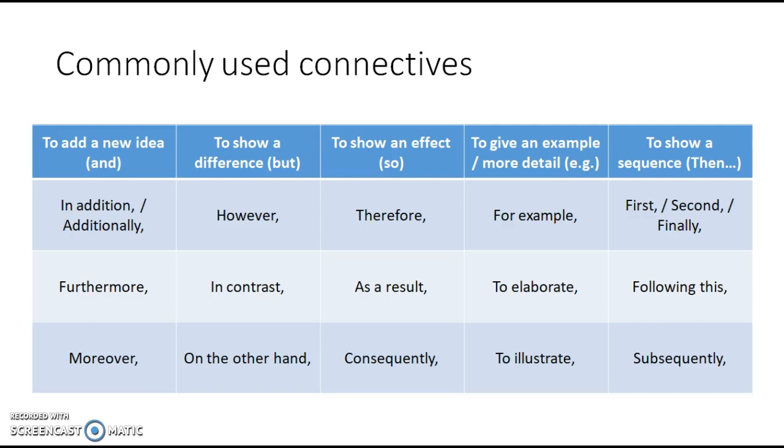If we want to give an example, sometimes in informal writing or when we're taking notes, we might put "e.g.", but we cannot use abbreviations like this in academic writing. What we could say is "for example", "to elaborate", or "to illustrate". Finally, to show the sequence of events, we can use "first", "second", "finally", "following this", "subsequently". It's better to avoid "then" or "next" because they're not particularly academic. These phrases are just a little bit more sophisticated and will make our work sound that little bit better.